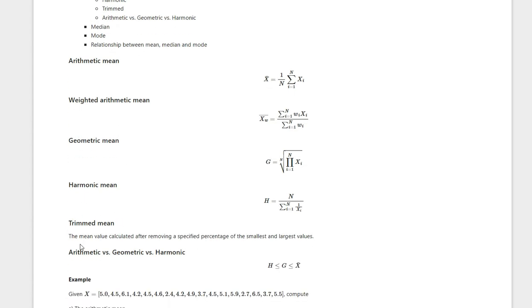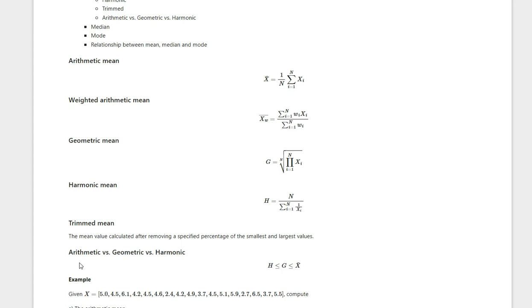Finally, the trim mean. Sometimes we simply want to remove some outliers from our distribution, so basically the smallest and largest values, and calculate the mean of the remaining values just to get more stable results. So that is trim mean here. We remove the specified percentage of the smallest and largest values from our data set. Okay, so these were different kinds of mean calculations.